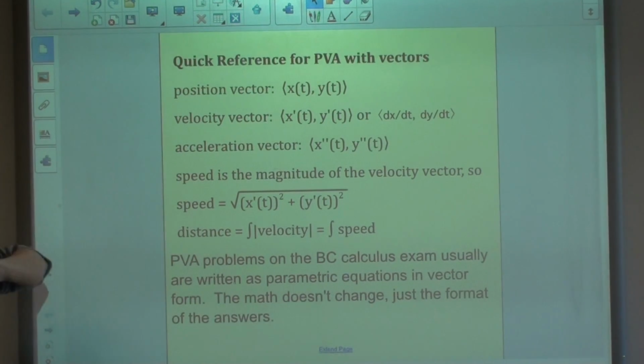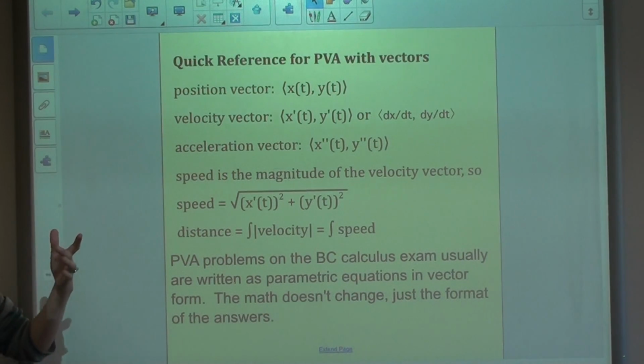Speed. Speed is the magnitude of the velocity vector. A vector, you guys, I know you know this. A vector has magnitude and direction, right? Direction and magnitude, right? Okay.